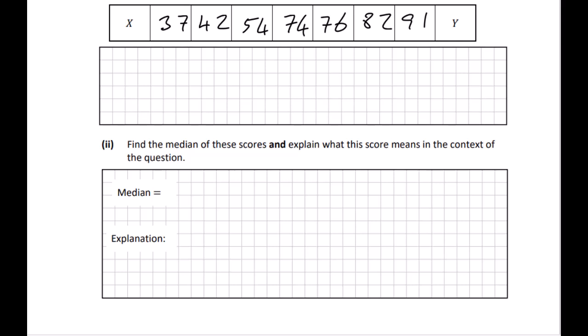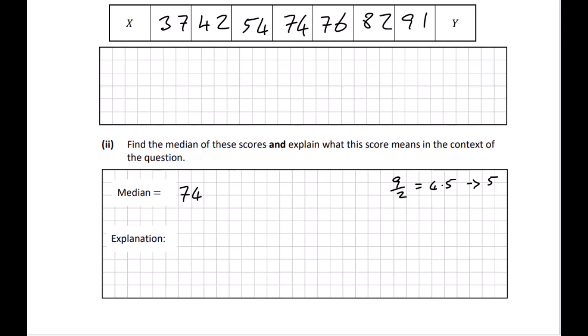Well, there are 1, 2, 3, 4, 5, 6, 7, 8, 9. So there are 9 numbers. Divide by 2 is 4.5, round that up to 5, and it's the fifth number, 1, 2, 3, 4, 5, so it's going to be 74. Okay, so what does it actually mean?